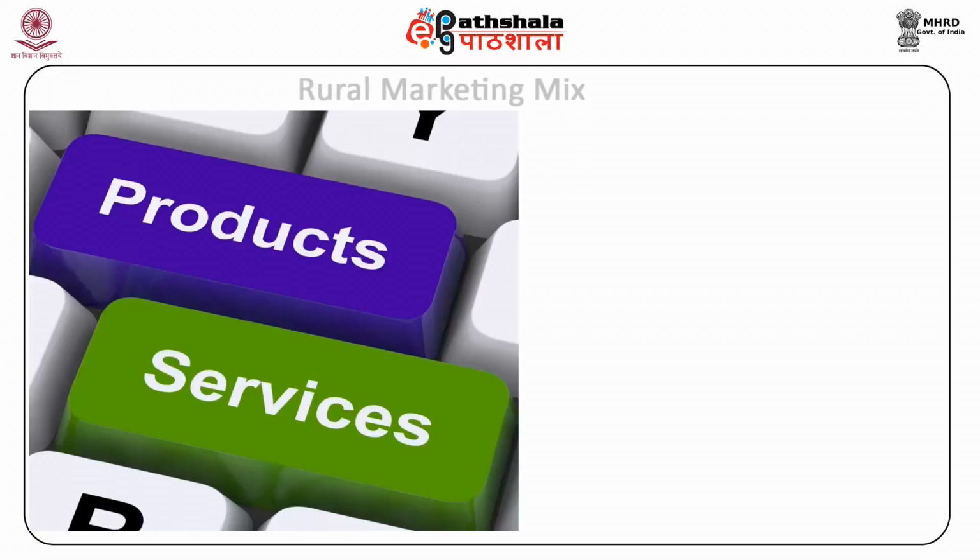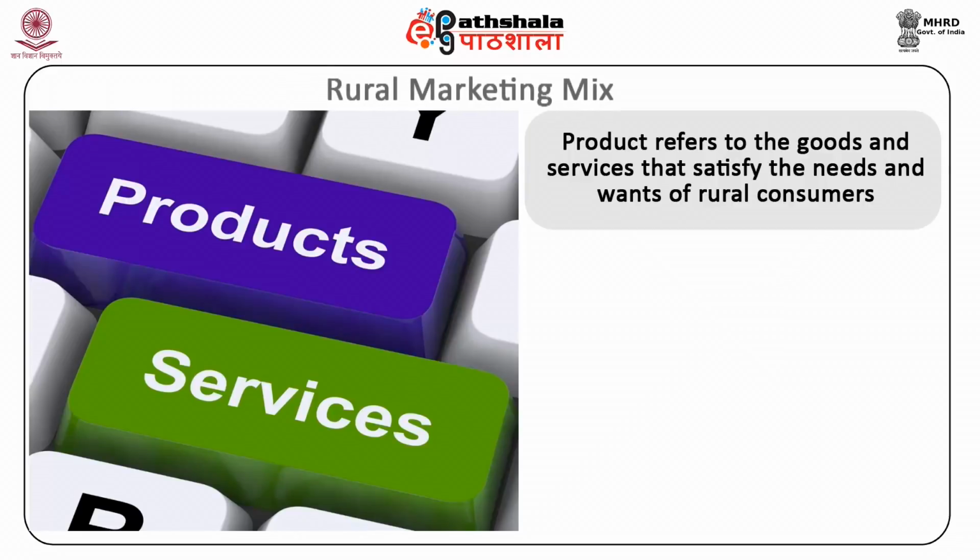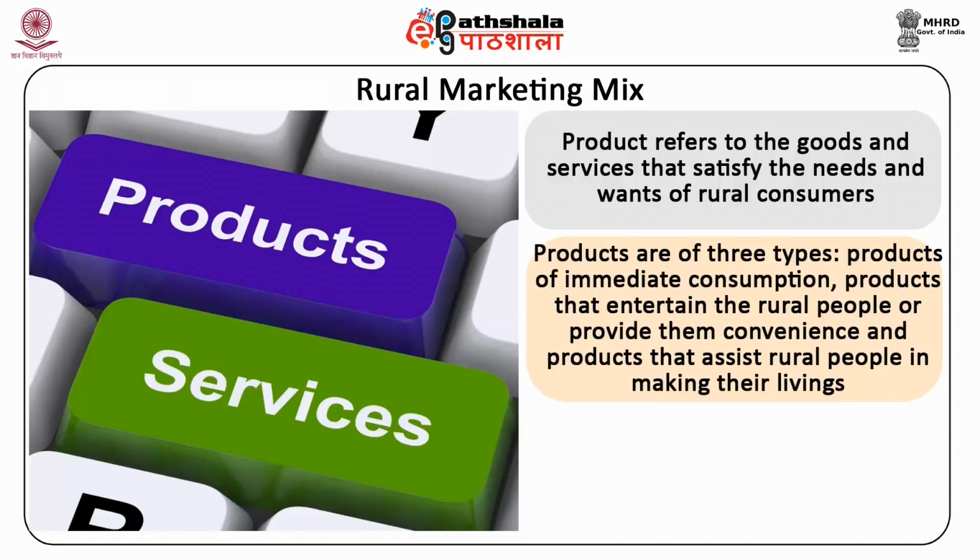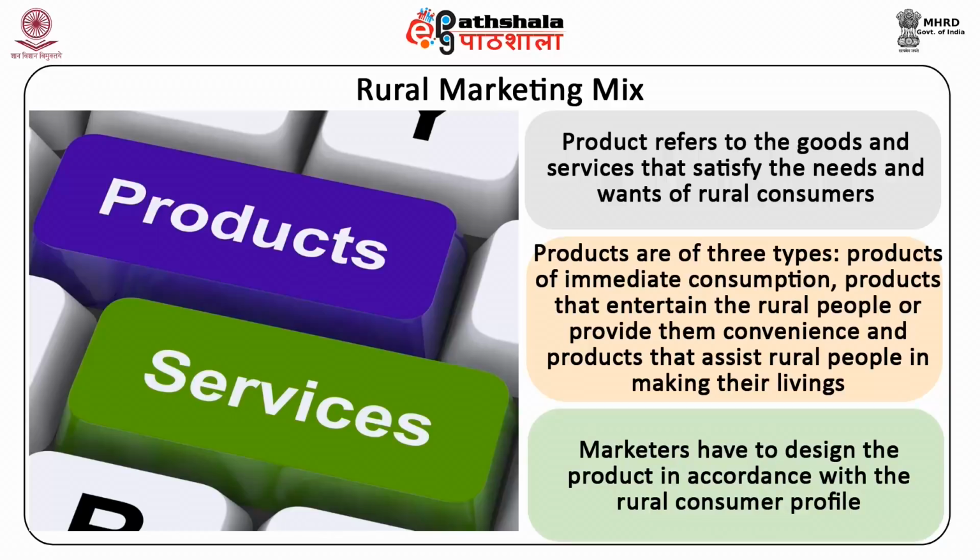First component of rural marketing mix is product. It refers to goods and services that satisfy the needs and wants of rural consumers. Products are of three types. Products of immediate consumption such as utensils, radios, bulbs, etc. Products that entertain the rural people or provide them with convenience such as sewing machines, geysers, stereos, etc. And products which assist rural people in making their living such as mopeds, refrigerators, mixers, etc. Marketers have to design the product in accordance with the rural consumer profile. Product for rural markets has to be reasonable, easy to use, and functionally beneficial. The packaging must be simple, cost effective, and informative.